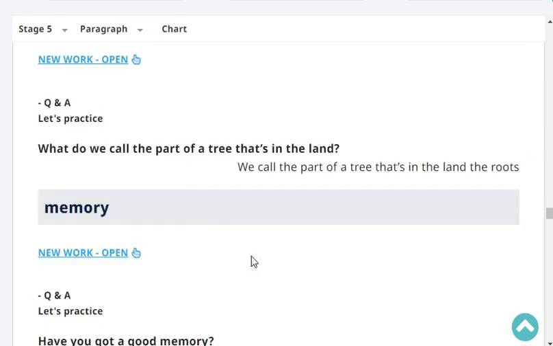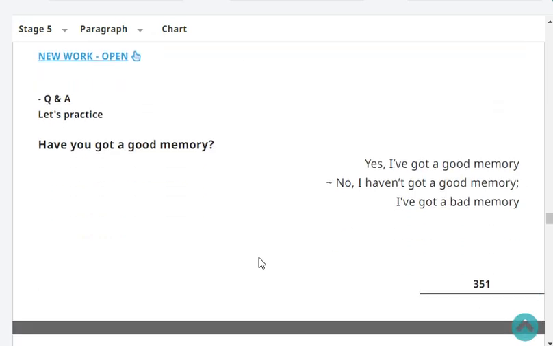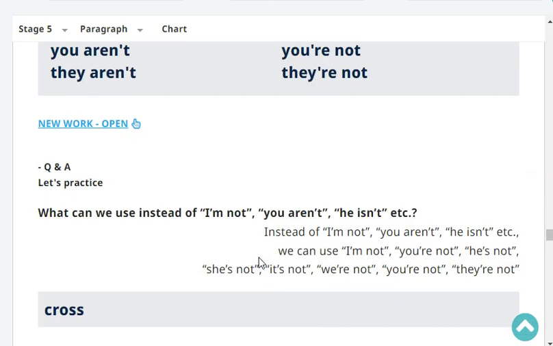What do we call the part of a tree that's in the land? We call the part of a tree that's in the land the roots. Very good. Have you got a good memory? Yes or no? Yes, I've got a good memory. Very good.